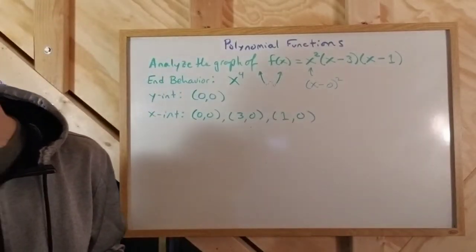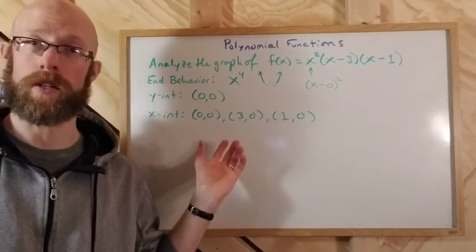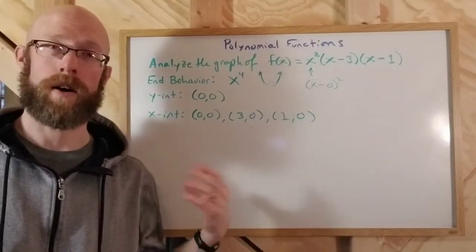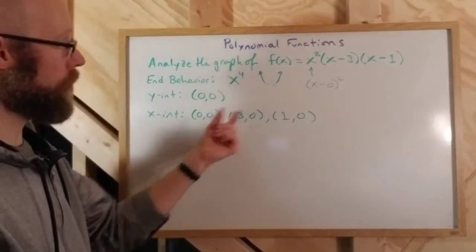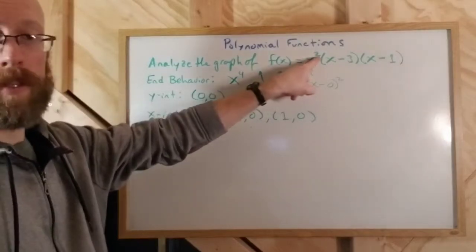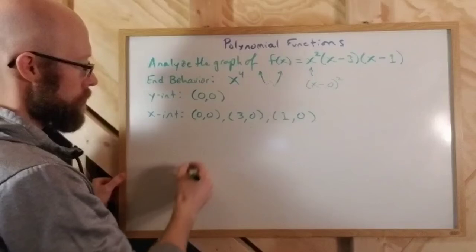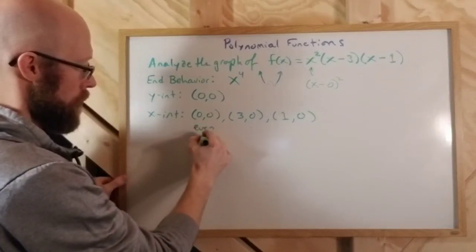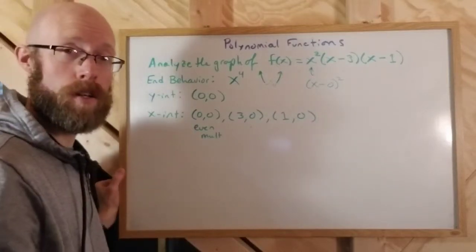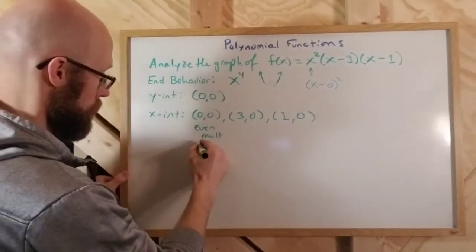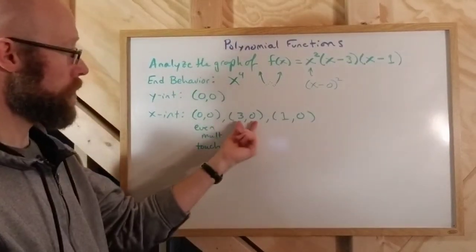Next, we need to determine the multiplicity of each of those so that we can determine whether the graph touches or crosses the x-axis there. So at (0, 0), we see that it has a multiplicity of 2, which is even. So (0, 0) has an even multiplicity, and even multiplicity means that it's going to touch the x-axis, not cross it.